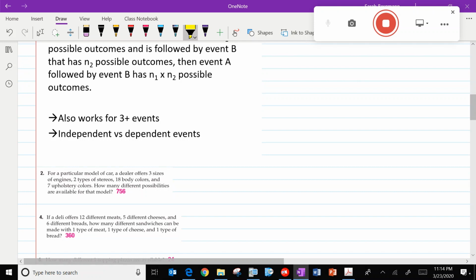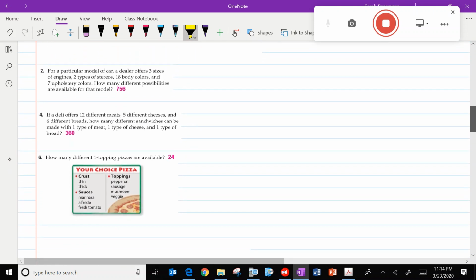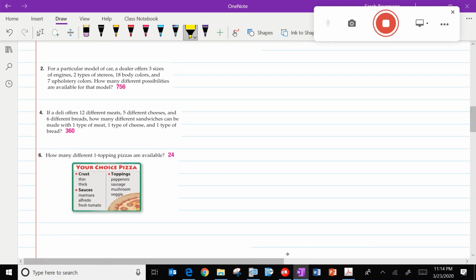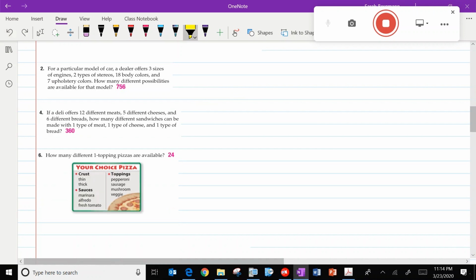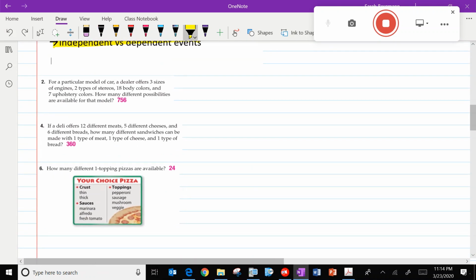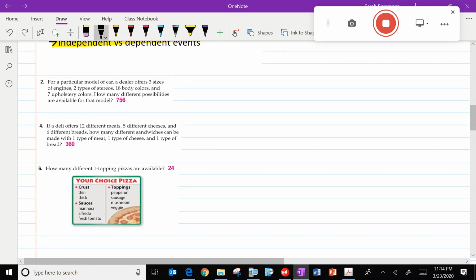You also should have read about independent versus dependent events, and I'll go through those when I go through some of these practice problems. Okay, so these are some of your homework problems. Go ahead and check your answers for these, but I'm going to show you how to get the answers too, just in case you didn't get them right.